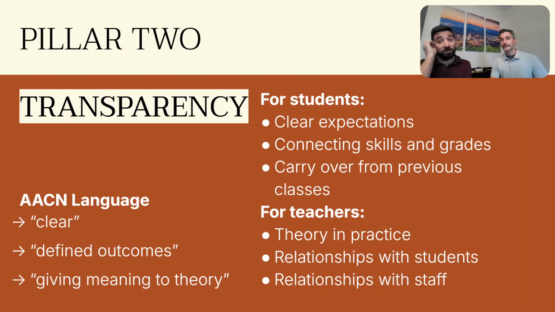Moving on, our next pillar of growth-based grading is transparency. With this idea of transparency, it comes from using that consistent scoring guideline and making clear to students what the expectations are and what they're being assessed upon. It also makes clear the connection between skills and grades. It becomes less about how do I get an A on this particular assessment and what skill do I need to do in order to be successful.